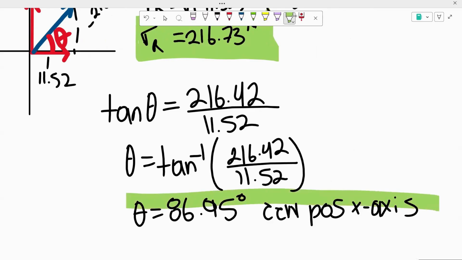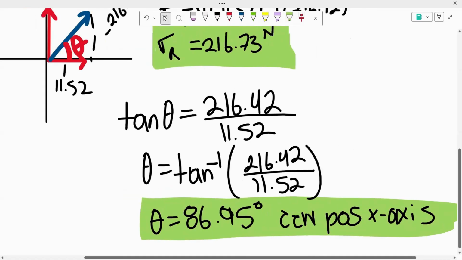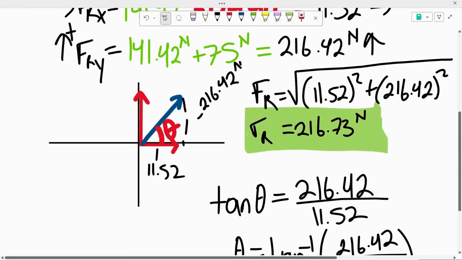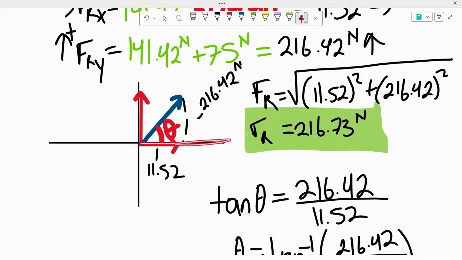And just like that, we were able to find the direction of our resultant force going counterclockwise from the positive x-axis. If it had asked us to find the direction going clockwise from the positive x-axis, we would start from the positive x-axis and go this way, clockwise, until we hit that resultant force. That would be easy since we know that this angle right here is 90, this is 90, and this is 90. So that's a total of 270. Then you would just have to find this angle and add that to the 270.